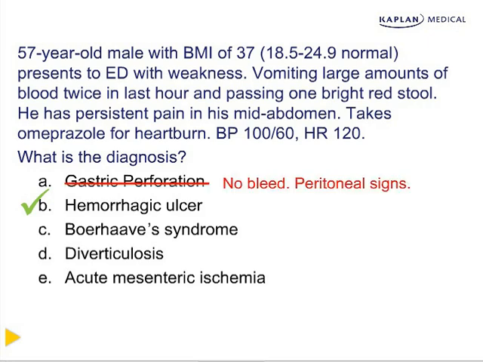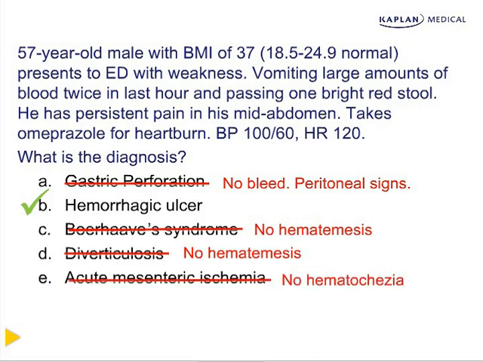Perforation releases gastric contents into the abdominal cavity, leading to peritoneal signs, but not bleeding. Boerhaave syndrome classically doesn't include hematemesis and almost certainly wouldn't present with hematochezia. Diverticulosis may result in bright red blood per rectum, but bleeding is clinically insignificant and you would not have hematemesis. Lastly, acute mesenteric ischemia may cause minor bleeding, but not enough to cause gross hematochezia. Also, you would expect the patient to complain of severe abdominal pain.